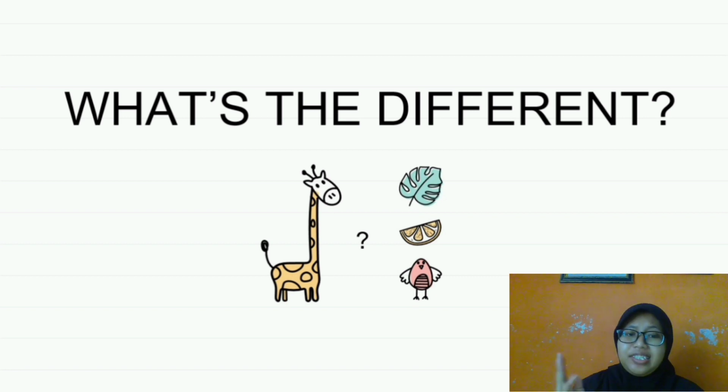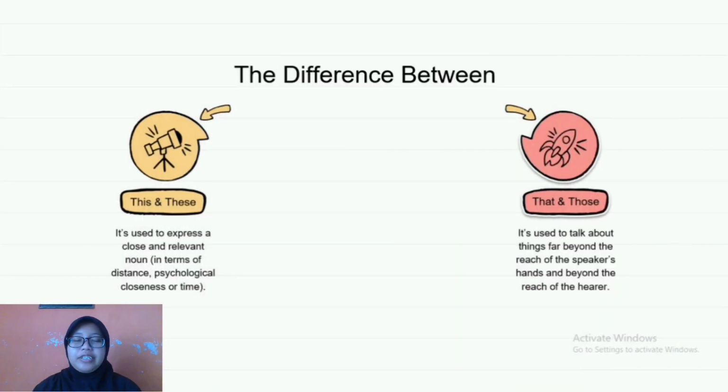Then, what's the difference between the four of them? First, let's talk about the difference between the words this and these and the words that and those. The words this and these are used to express a close and relevant noun in terms of distance, psychological closeness, or time. And the words that and those are used to talk about things far beyond the reach of the speaker's hands and beyond the reach of the hearer.